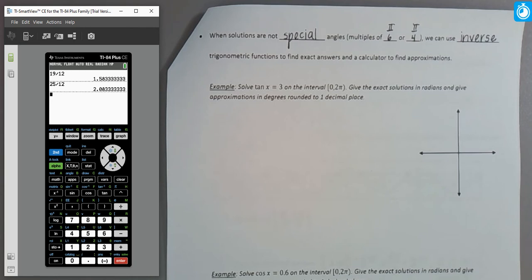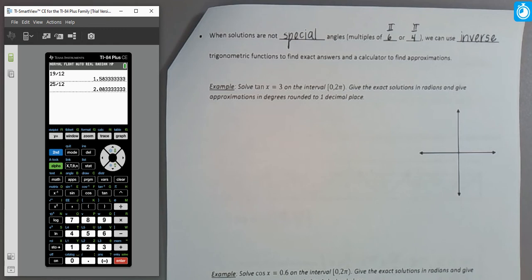Well, if we're talking about a trig function and we want to get rid of it, we want to undo a trig function, an inverse function is what undoes a trig function. So anytime we have a trig equation where we can't identify solutions just based on the numbers we can identify from the unit circle, that's when we're going to use our inverse trig functions. Now, there are limitations to using these functions.